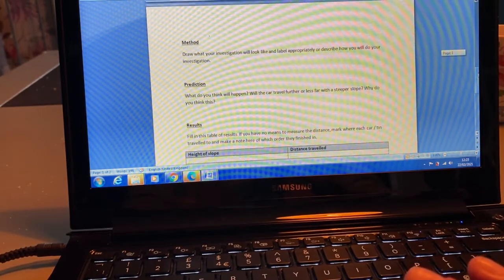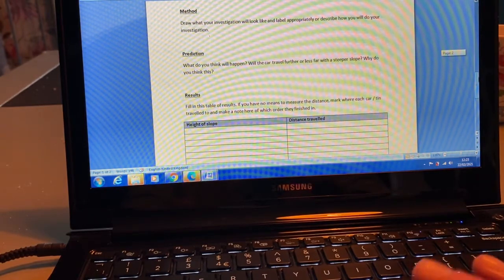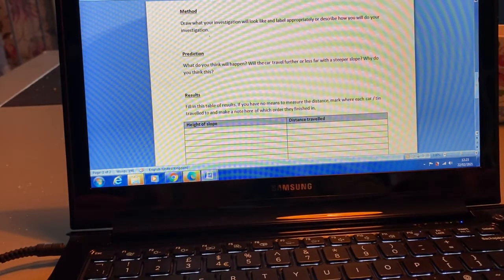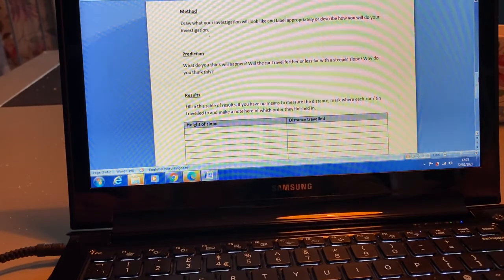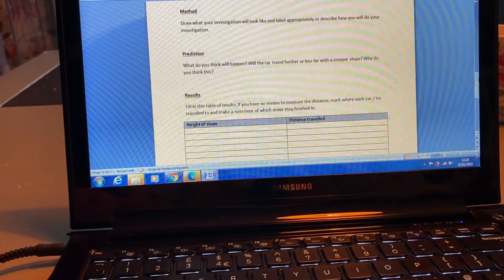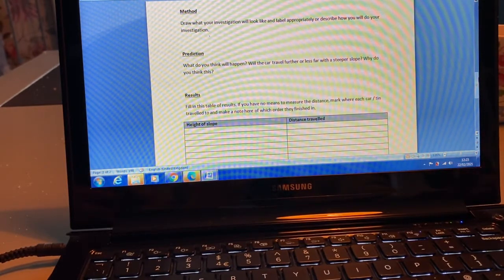When I've decided on that, I'm going to do a method. Now, I don't mind how you do this. If you would like to, you could actually draw what your investigation looks like and just label it. So say, here is my slope, here is my car, here is the runoff, and I will measure it using a tape measure or whatever. If you would rather write that as a method, like you would get more like a recipe, then you can do. I really don't mind, it's entirely up to you.